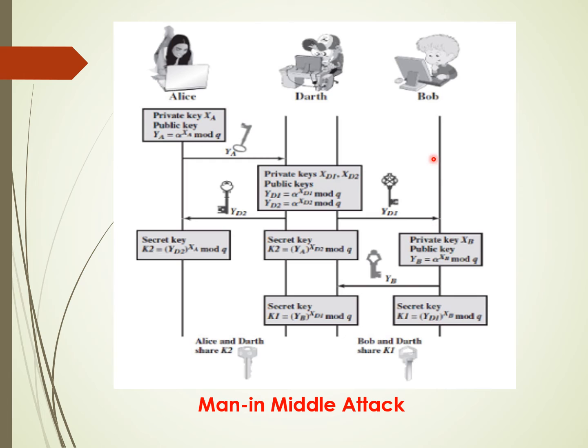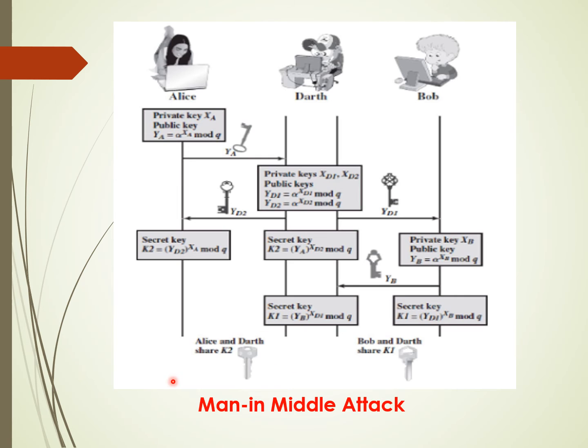Similarly, on the other side, Darth is going to share his public key with Bob, and Bob is also going to share his public key, that is YB, with Darth. But actually Bob should not share his public key with Darth; he needs to share it with Alice. So now Alice feels that she shared her public key with Bob, and Bob feels that he got a public key from Alice, but he shared his public key with Darth.